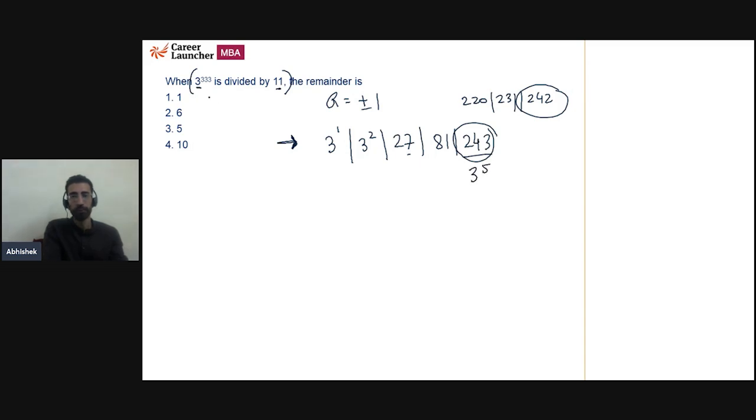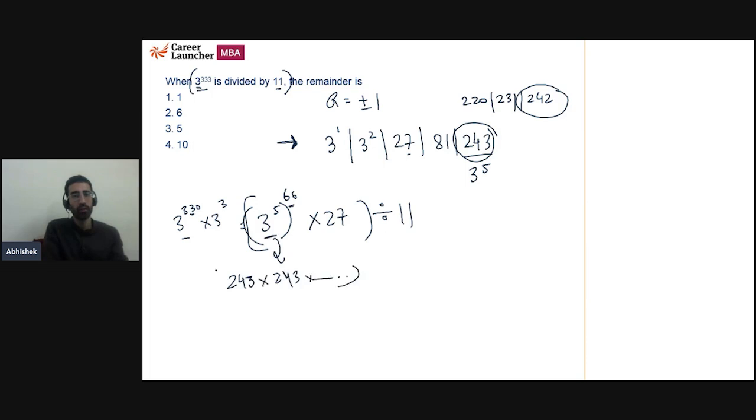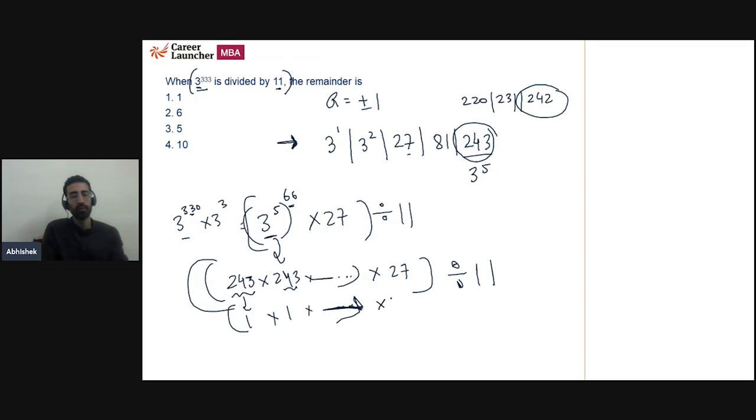And 243 is 3 to the power 5. You can just change 3 to the power 333 in terms of 3 to the power 5. So just write 3 to the power 330 into 3 cube, which is basically 3 to the power 5 to the power 66 into 3 cube, which is 27. Now divide this by 11. Because this is 243 into 243, it doesn't matter how many times. Every time you divide this by 11, you'll get 1. 1 into 1 into 1, 66 times. But 1 can be multiplied 1,000 times, it still remains 1.